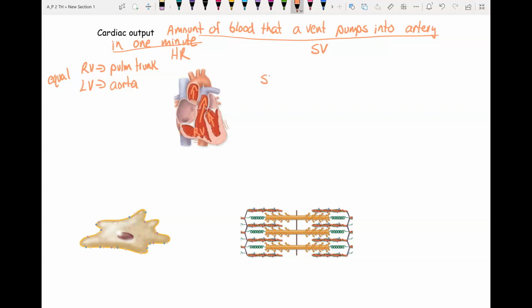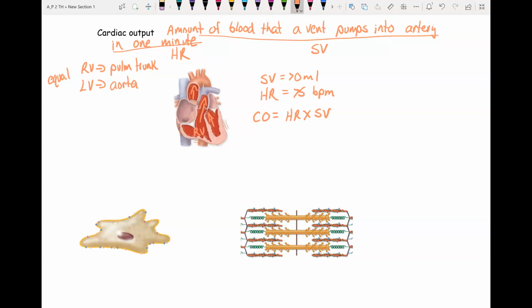So we already know that stroke volume in an average healthy adult at rest is 70 milliliters. We also know that heart rate for an average healthy adult at rest is 75 beats per minute. So if your heart is beating 75 times in a minute, and each time it beats, it pumps 70 milliliters of blood into the artery, we want to know how much blood got pumped into that artery during that minute. It's very simple. Cardiac output is heart rate times stroke volume. You just multiply your heart rate by your stroke volume.